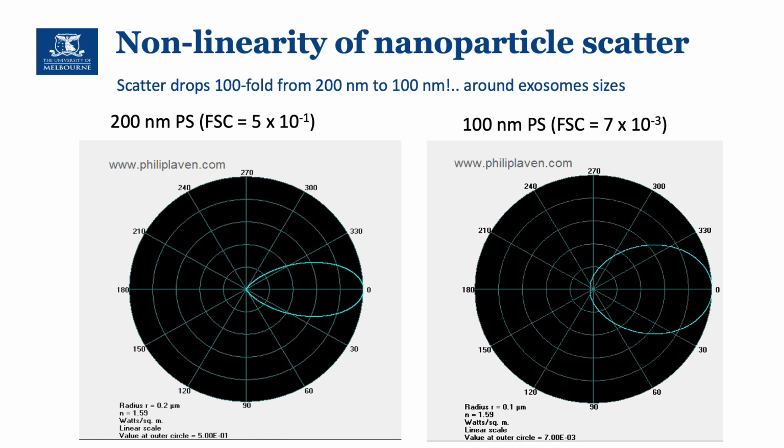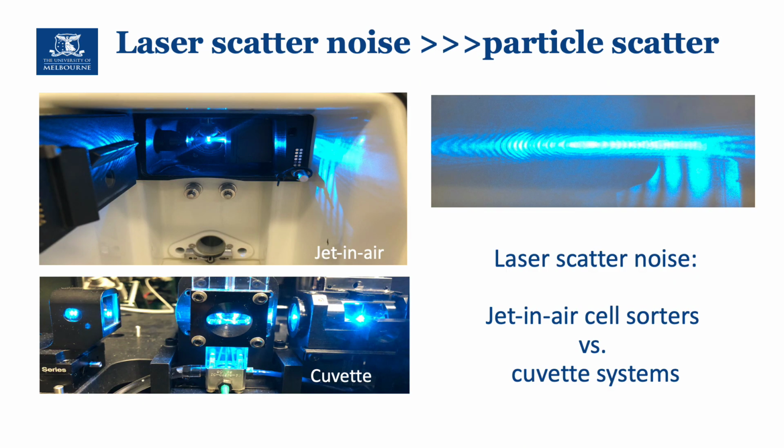So going from 200 to 100 in terms of scatter measurement represents a big jump in terms of signal reduction. And you need to have instruments that can cope with that, that can measure that efficiently. But not only does the intensity of the particle change, the noise is overwhelming.